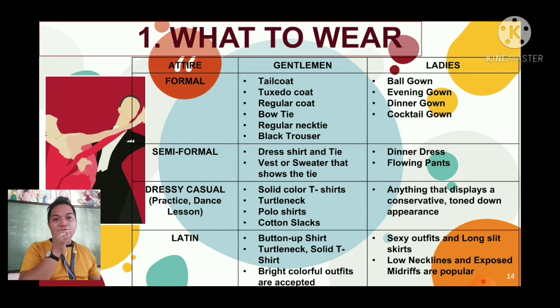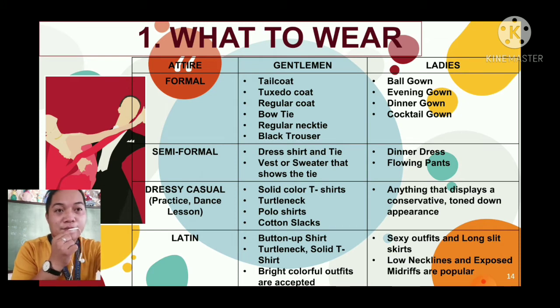For attire for dressy casual, practice and dance lessons, gentlemen can wear solid color t-shirts, turtlenecks, polo shirts, and cotton slacks. For ladies, anything that displays a conservative, toned-down appearance. And for Latin, button-up shirts, turtlenecks, solid t-shirts, and bright color outfits are accepted. For ladies, sexy outfits, long sleeves, skirts, low necklines, and exposed midriffs are popular. So you know already what to wear. Let's proceed to number two.